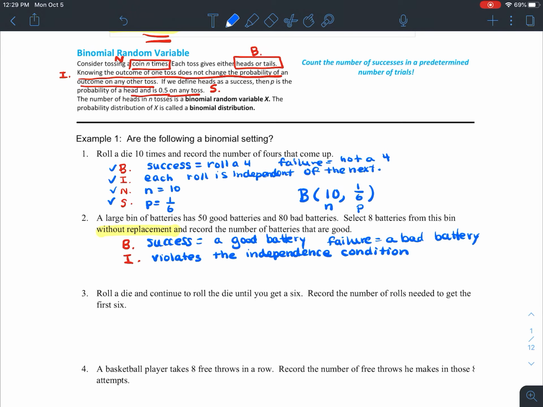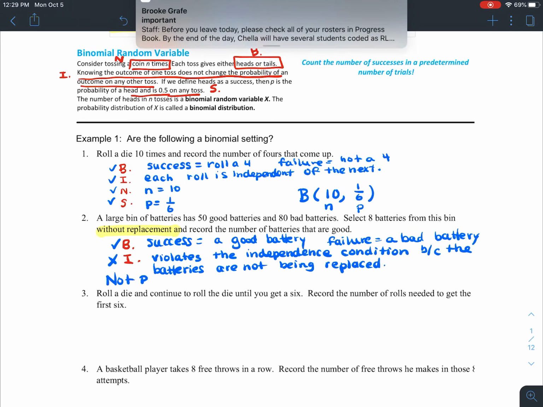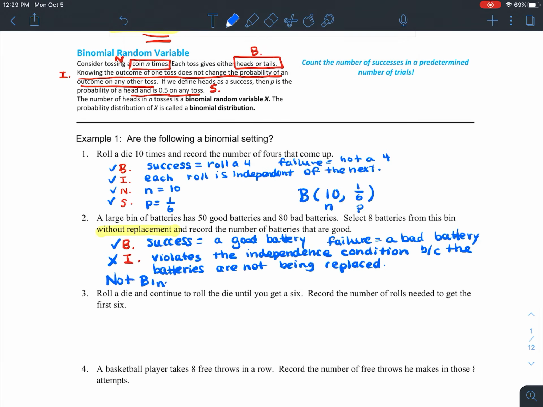So we're going to say that this violates the independence condition, and our reason is because the batteries are not being replaced. Now, as soon as I get one of these that is being violated, I can simply stop. My conclusion here would be that this is not binomial.